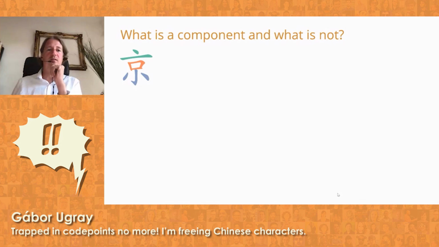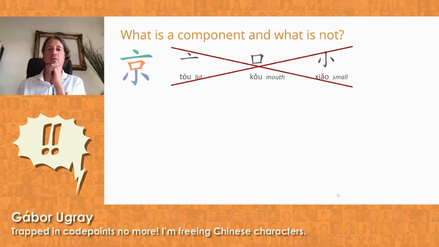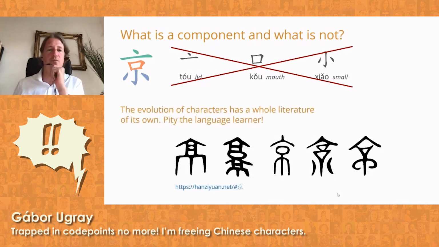So let's take a look at the capital character, the king character. You might be forgiven to think that it actually can be further decomposed into these 3 components, which really are part of the writing system: a lid, a mouth, and something for small. But it actually doesn't make a lot of sense. How does a lid and a mouth and small give out the meaning for capital city? And it does not. So this is a false decomposition. The shapes are right, but this is not where the character actually comes from.